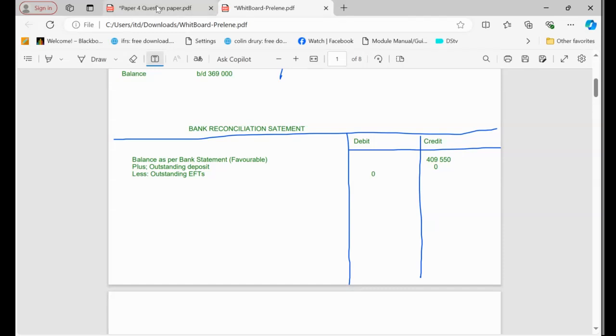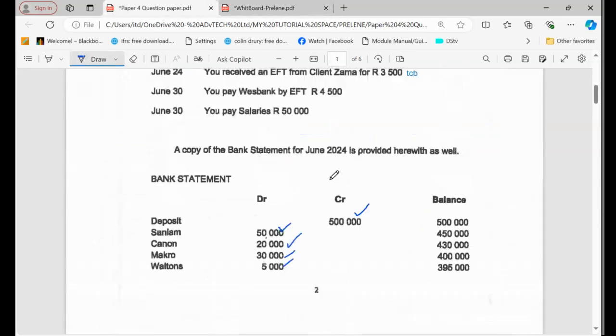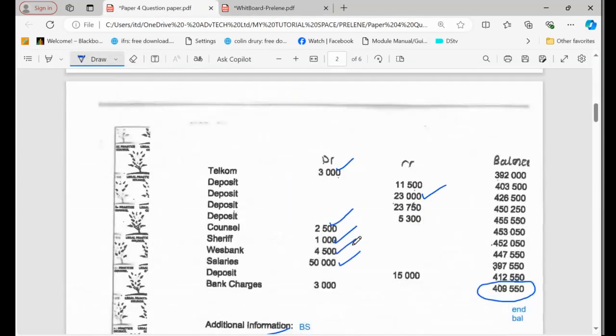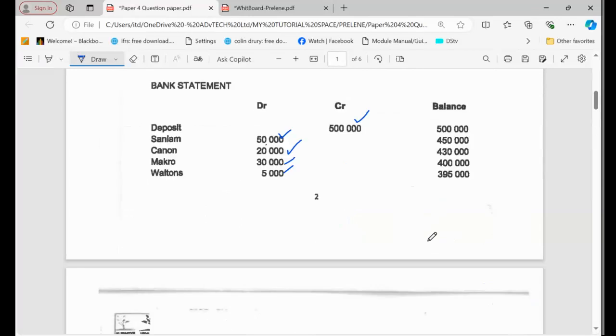Okay, let's approach it like this. We can see on the bank statement, we have these amounts. From who is this? One of the clients, these are the clients' money: 11,500, 23,750. We have got 5,300. So all of these are errors. They came to the bank statement by mistake. They were not supposed to come to our bank statement here. They were supposed to go to the trust bank statement.